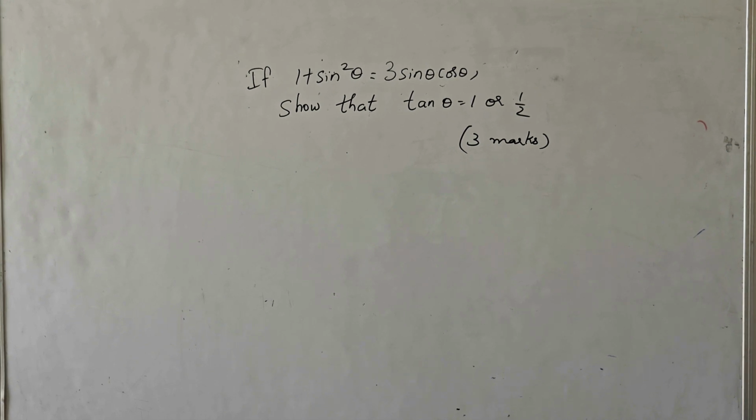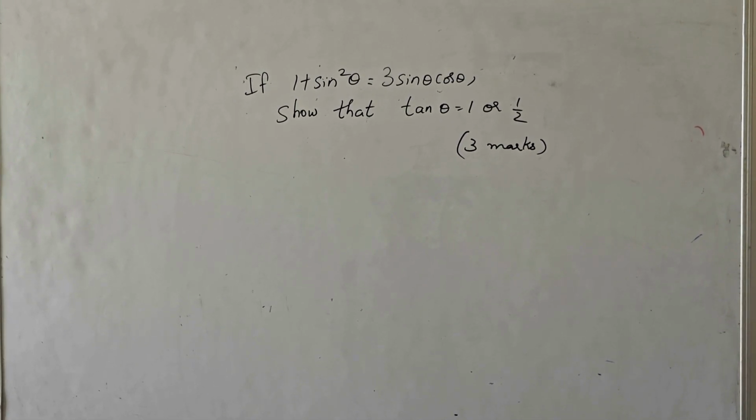If 1 plus sine square theta is equal to 3 sine theta cos theta, show that tan theta is equal to 1 or 1 by 2. It's a 3 marker. So now let us see in which way we can solve this particular sum, or if there are multiple ways in which we can do the sum.